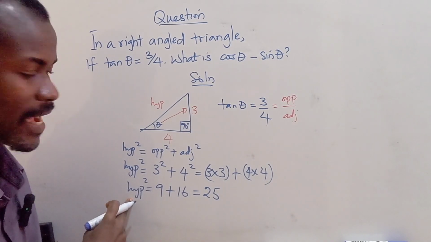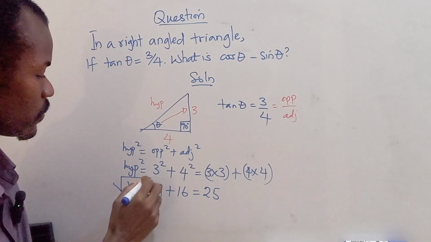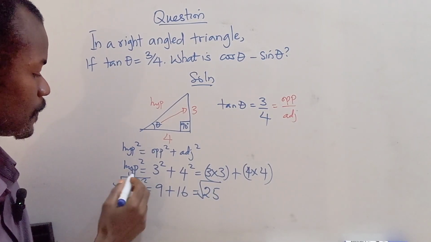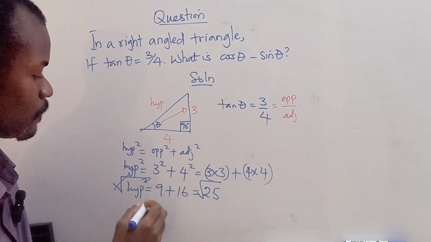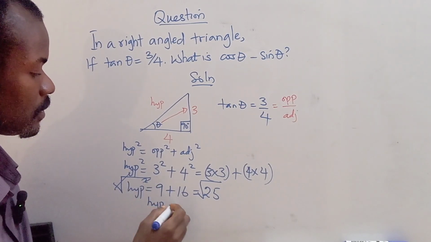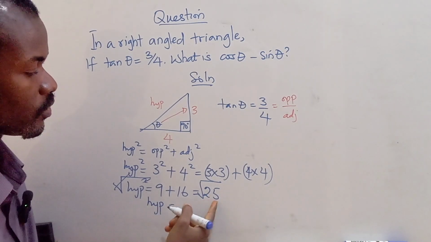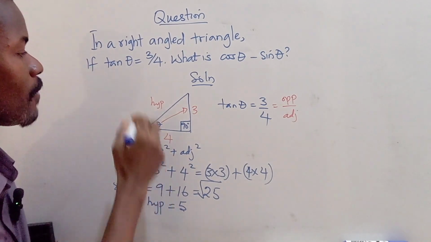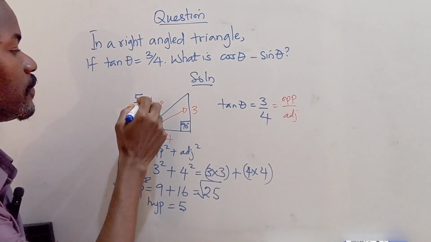So what becomes the hypotenuse? We are going to take the square root of both sides, so the square root cancels the square. We have our hypotenuse is equal to the square root of 25, which is 5. So now we know our hypotenuse is 5.